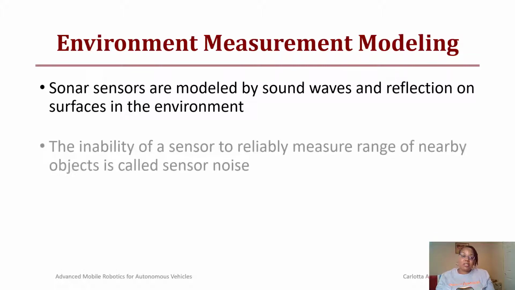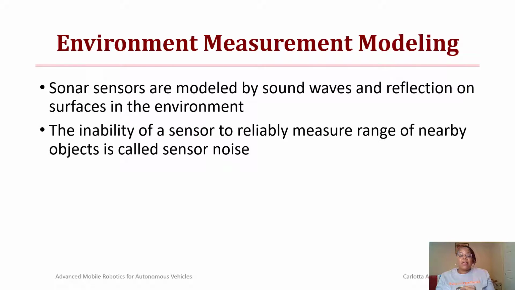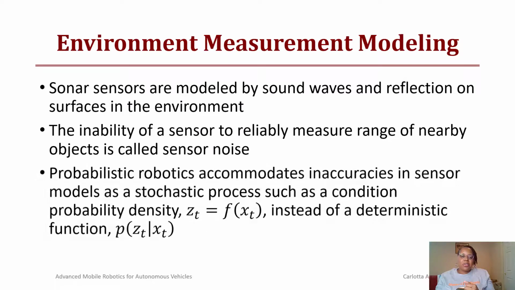However, the inability of a sensor to reliably measure range is sometimes caused by sensor noise, or with a sonar, it could be crosstalk, or it could also be caused by specular reflection. If the ping from the sonar that goes out bounces before it comes back, you can get false positives or false negatives, or things too close or too far from where they actually are in the world.